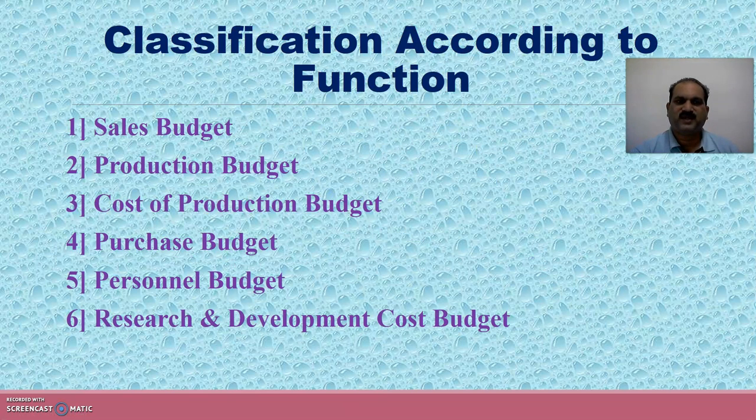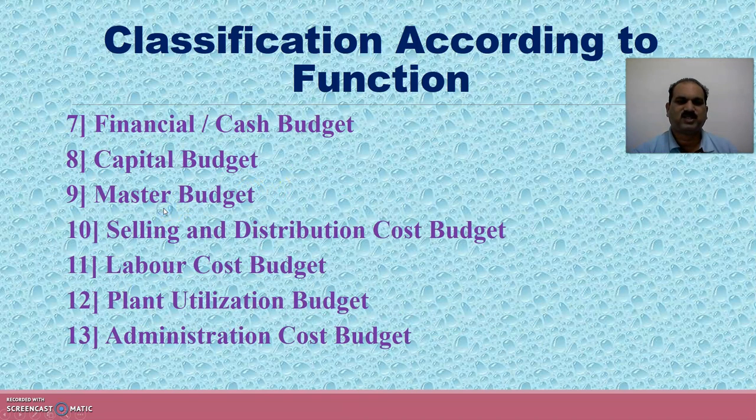To revise classification according to function: sales budget, production budget, cost of production budget, purchase budget, personnel budget, research and development cost budget, financial or cash budget, capital budget, master budget, selling distribution cost budget, labor cost budget, plant utilization budget and administration cost budget.